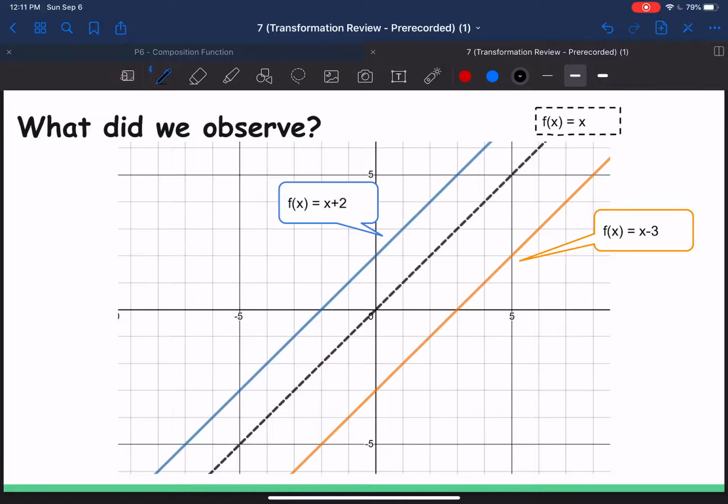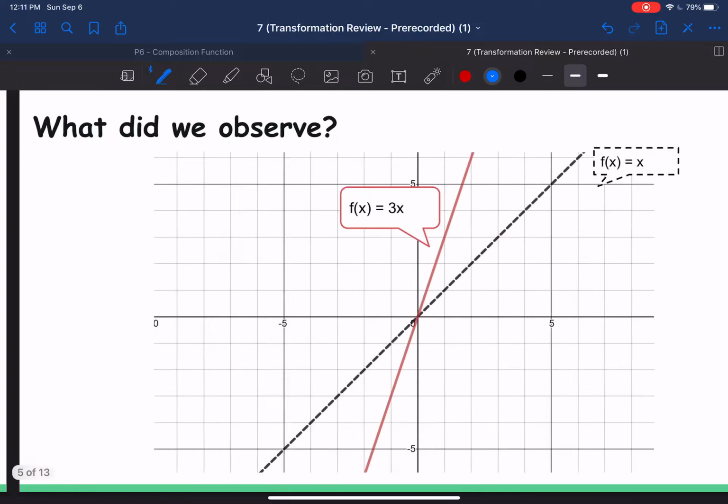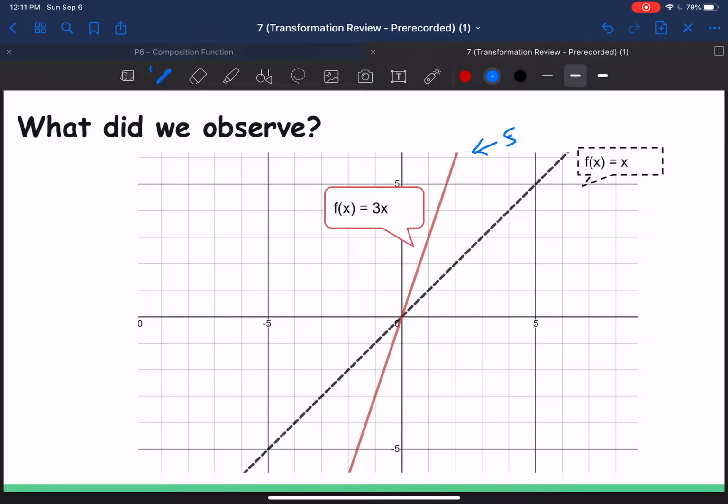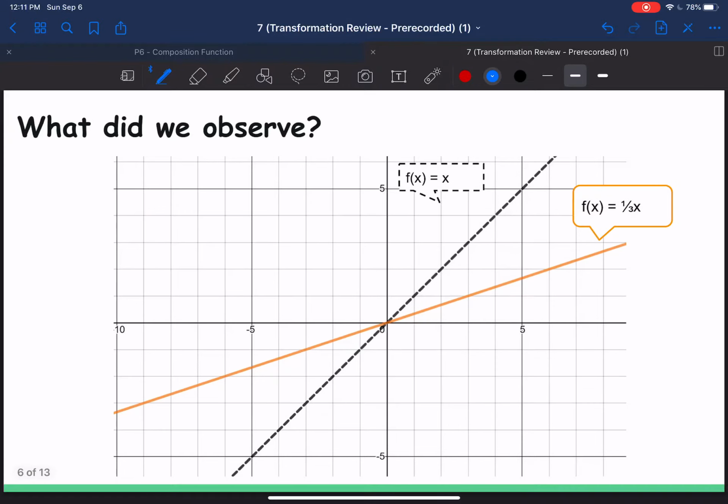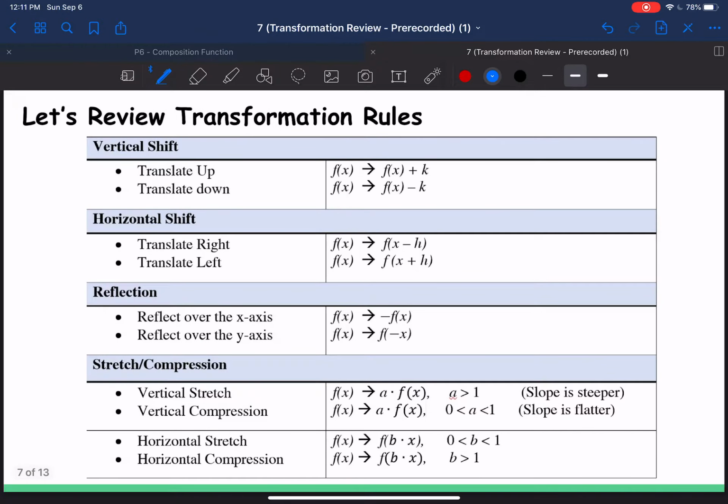I took a screenshot for you just in case. So for the parent function, if we add or subtract, we go up and down. If we multiply, it's steeper or less steep. Everything that we just observed is the transformation rules. So here's the table. You don't have to copy this because you might have it. Otherwise, take a screenshot or make another copy in your math notebook.